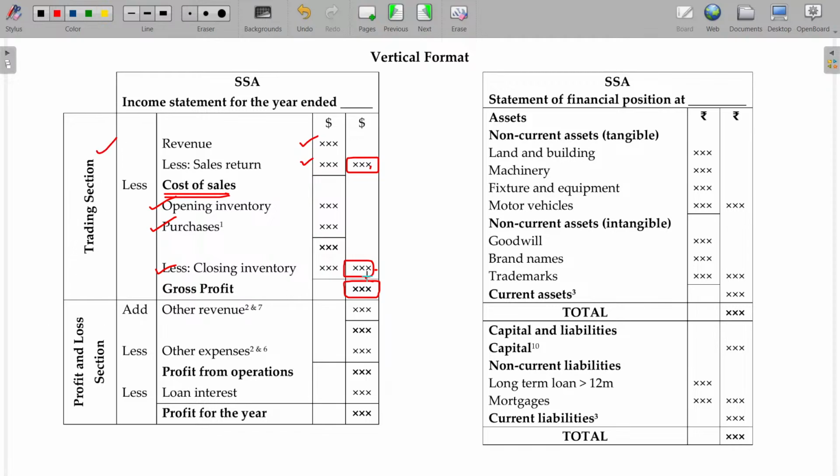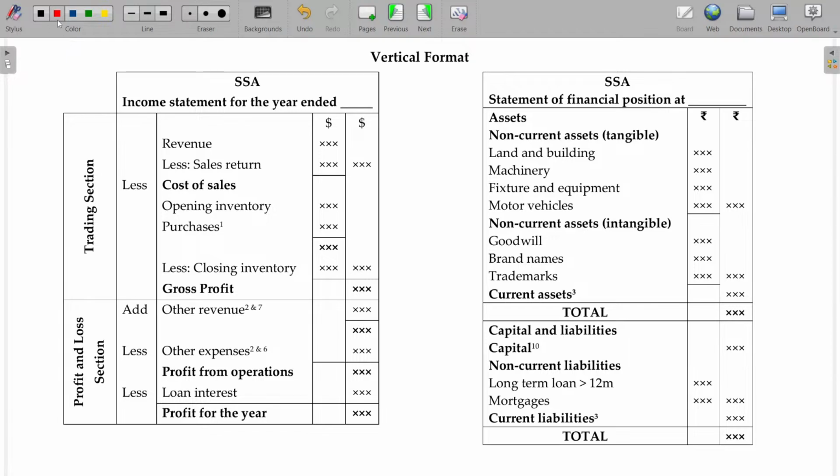With that gross profit, any other revenue not falling under the main sales revenue will be named other revenue and will be added. With this gross profit, you get the total net revenue identifiable for profit for the year. From there, other expenses will be subtracted. You will get the profit from operations, and you need to subtract the loan interest also. Then you will get the profit for the year. This second block is called the profit and loss section. Hope you will now be able to understand the income statement for the year ended.